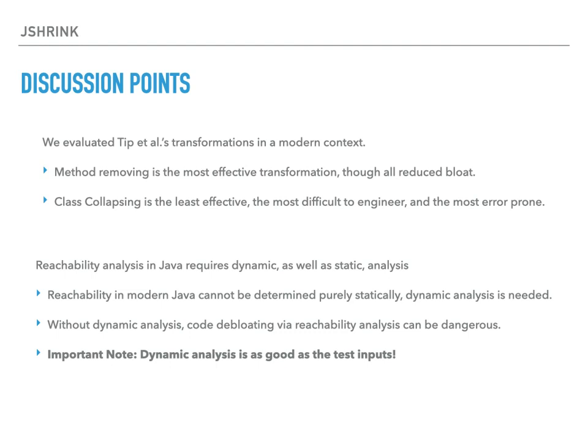The discussion points for this work we think are as follows. We evaluated the transformations and found that method removal is the most effective transformation, though they all reduce bloat. Class collapsing is the least effective, the most difficult to engineer, and the most error prone, so perhaps this can be dropped. Reachability analysis also simply requires a dynamic component. Using a purely static analysis is simply not going to work. We also wish to note here that dynamic analysis is only as good as the test inputs, and this does put some onus on developers to produce good test suites, though we suspect tests may be automatically generated if required.